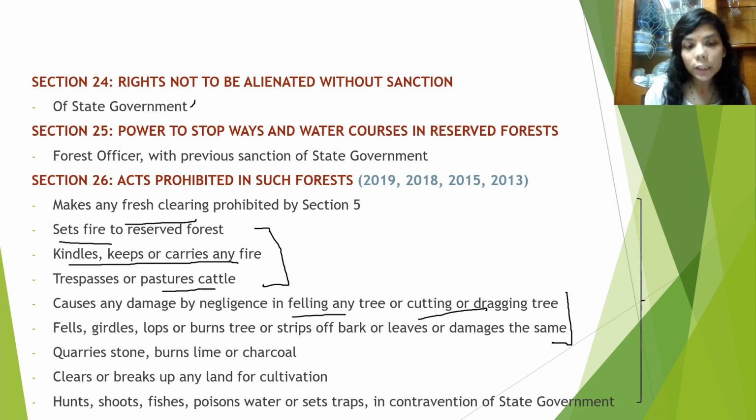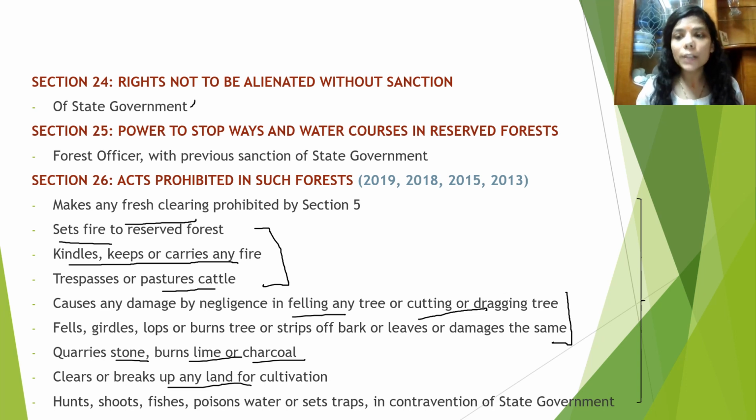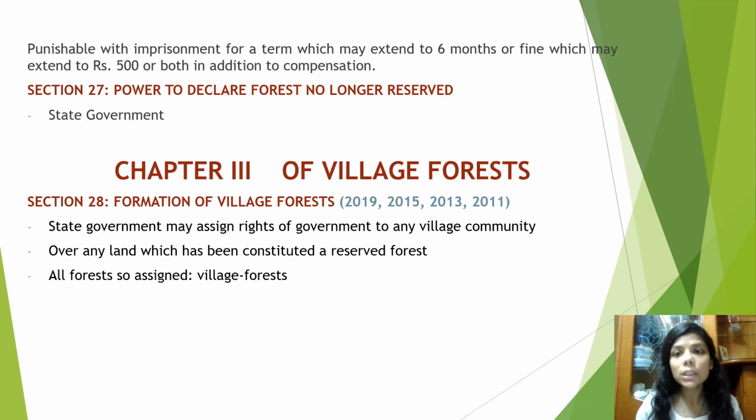Then is related with lime, stone and charcoal. So no mining activities. It clears or breaks up any land for cultivation, you cannot clear up any land. No deforestation activities. Hunts, shoots, fishes, poisons, waters or set traps in contravention of state government notification or sanction. So you cannot continue with any of such acts, and this list of acts is important.